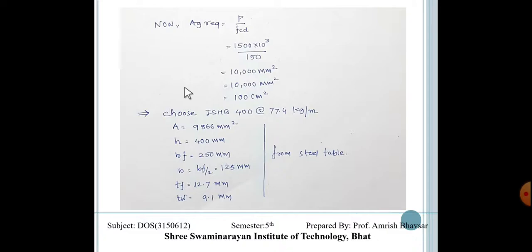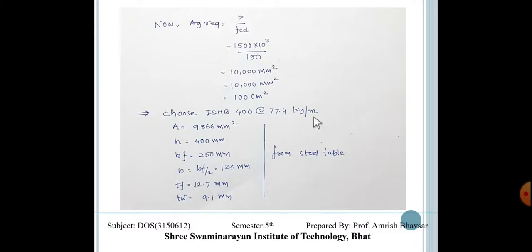Now from this required area we have to choose a section from the steel table which is having an area nearby 100 centimeter square. So from the steel table we choose a section ISHB 400 at the rate of 77.4 kg per meter, and area of this is equal to 9866 mm square. Height is equal to 400 mm, BF is equal to 250, so B is half of this, 125, thickness of flange 12.7, thickness of web 9.1.